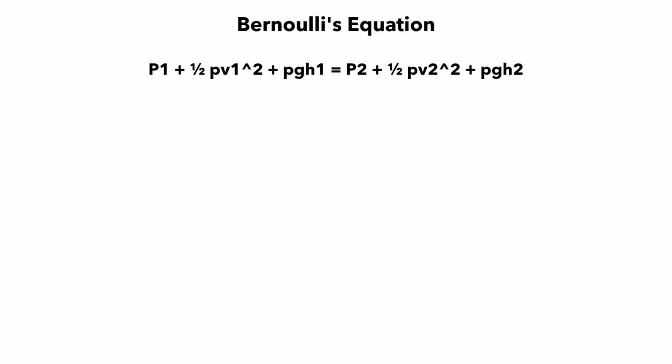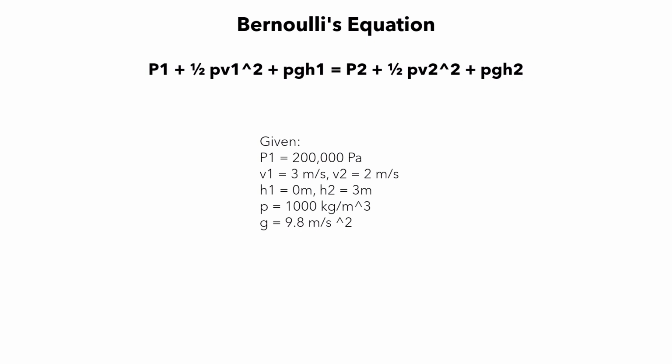Now, since we're looking for point 2 and the question already gave us all the numbers we need other than point 2, it's pretty easy. We just have to plug in everything and then solve it algebraically. So our givens are the pressure at point 1 equals 200,000, the velocity at point 1 is 3 meters per second, and the velocity at point 2 is 2 meters per second. We have the height at point 1 equals 0 meters, and the height at point 2 equals 3 meters. And of course, we have our constants.